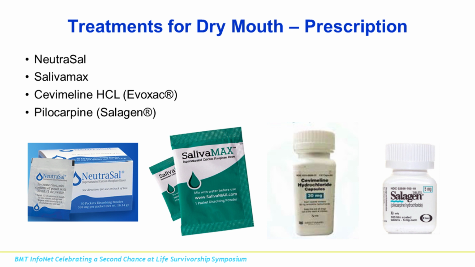The other ones that are sometimes prescription ones are called Nutracell and Saliva Max, which are basically, they will send it to your home, you mix it and dissolve it, and rinse your mouth frequently. The easiest one is you can also use half a teaspoon of salt and half a teaspoon of baking soda in 8 ounces of warm water and use that to rinse or gargle your mouth frequently.